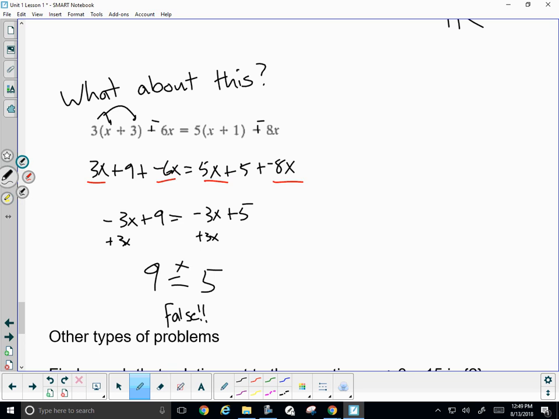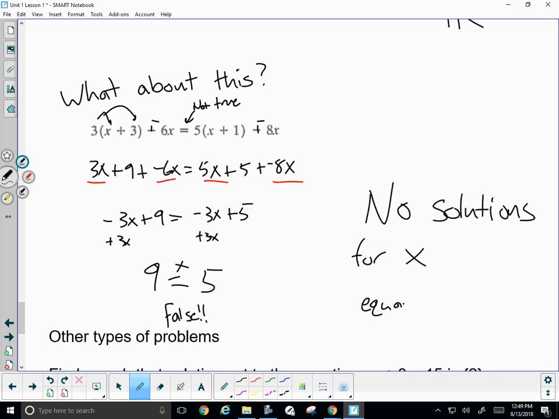What this means is that this is an unbalanced equation to begin with, and there is no value for x that we can plug in so that this becomes balanced. This statement is a contradictory statement to begin with. This just is not true. So what we say is there are no solutions for x. This is a contradiction. The equation is permanently unbalanced.